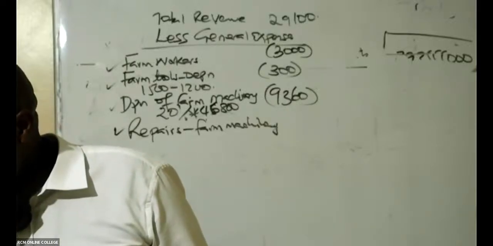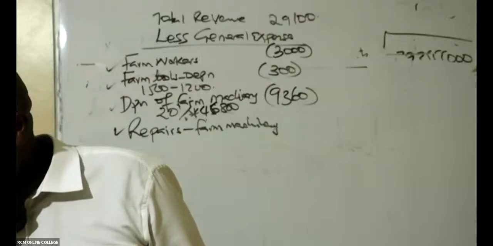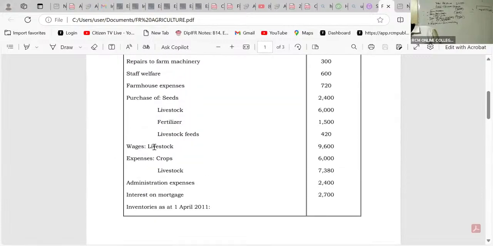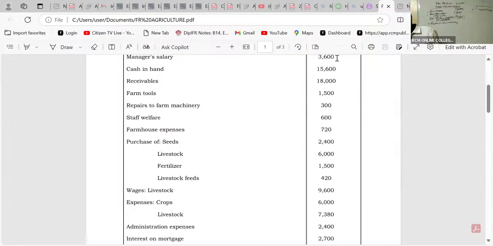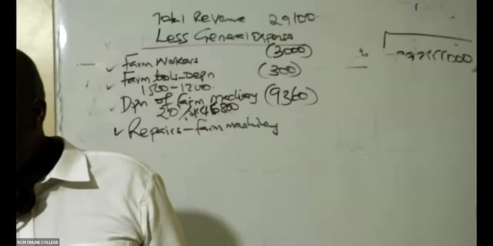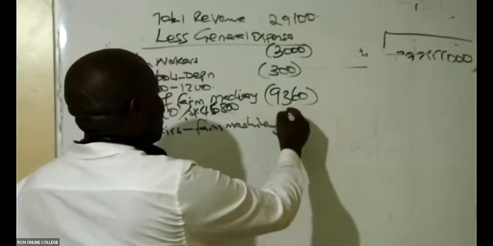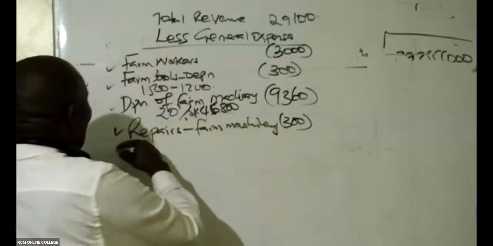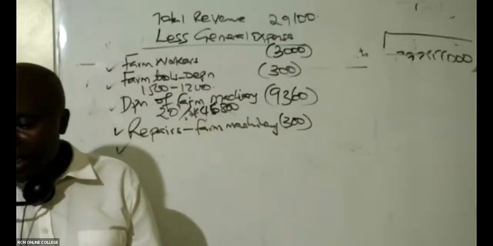So if you look at our trial balance, we have repairs. We're able to see repairs here. Repairs to farm machinery, 300 bob. You're right. So then after that, you'll be able to move on to something different.